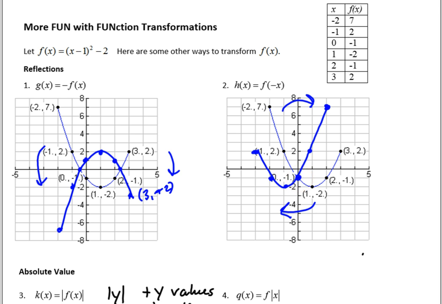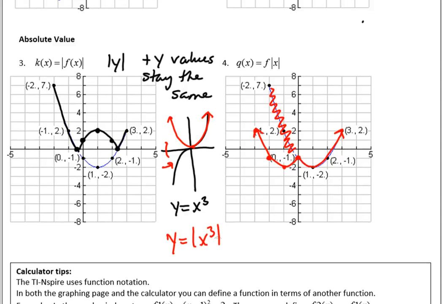Last group of transformations involve absolute value. When I take the absolute value of the entire function, outside the function, once again, anything I do outside the function is affecting the y value. So all of the y values I'm taking the absolute value of, which means positive y values stay the same, but negative y values become positive. So if this is my original graph, then positive parts of the graph in the y direction stay the same, but the parts that have negative y values become positive. So the entire graph, the part that's below the x-axis, reflects above the x-axis.